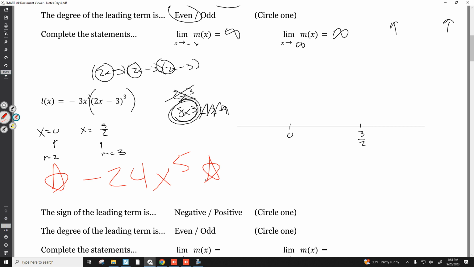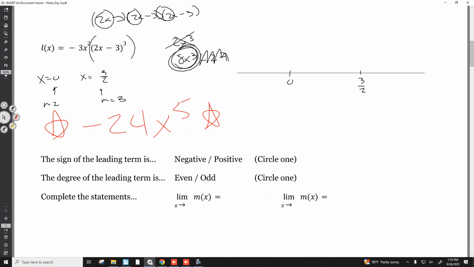How many of you messed up on that? Because you are not comfortable distributing things to powers more than 2, especially like 2x minus 3 to like the third power. A lot of you messed up on that. That's okay. But let's finish up this problem, and then we'll get into more understanding of like 2x minus 3 cubed. You got a negative, you got an odd. Fill out your signs on your ends. Go.